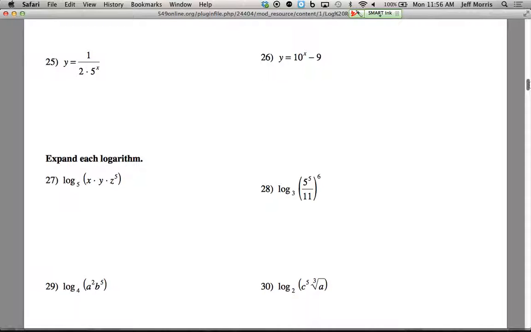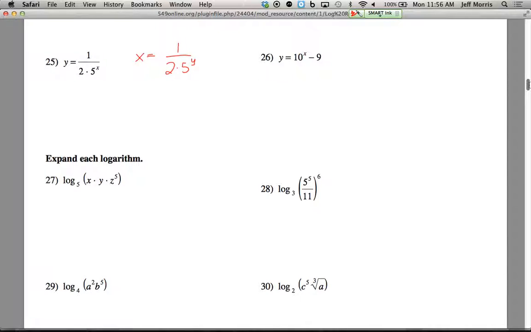Do you want me to do 25 and 26? I can do it fast. Yeah, can you do 25? Okay, so x, they probably did it different than I'm going to do it. I'm going to guess. Here we go. x is equal to 1 over 2 times 5 to the y.